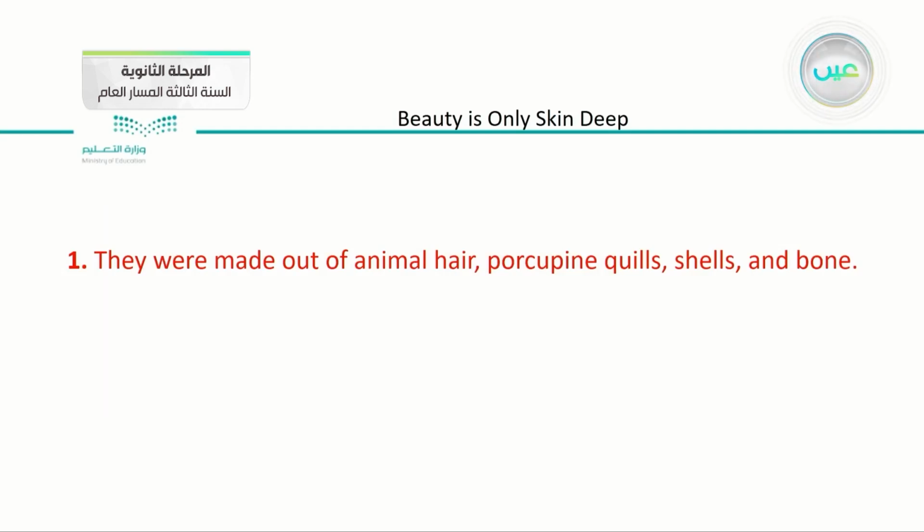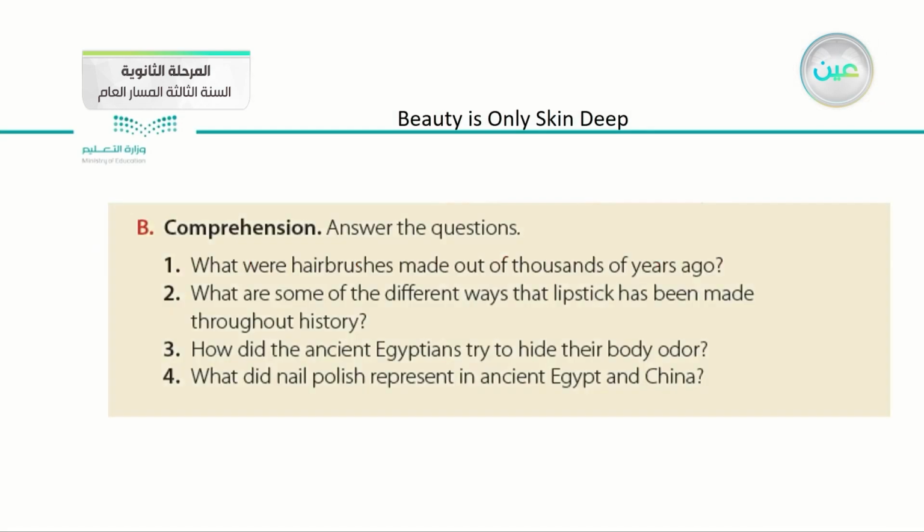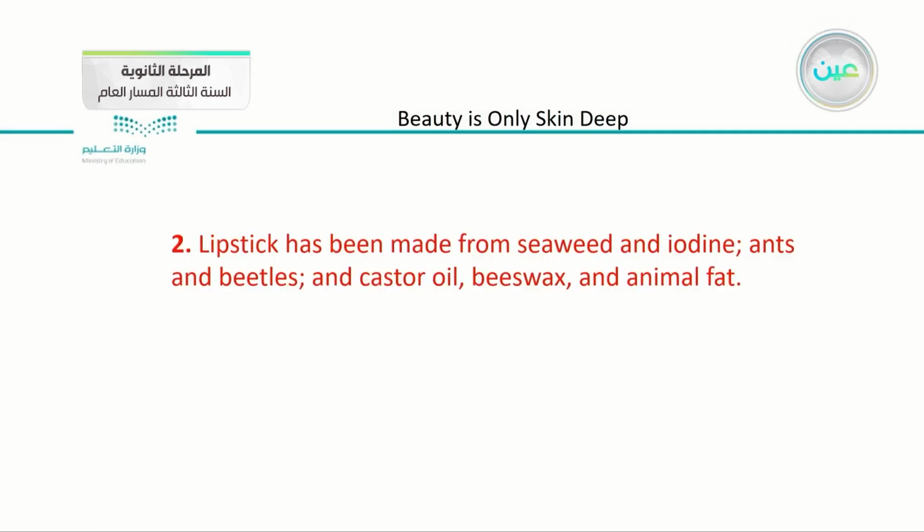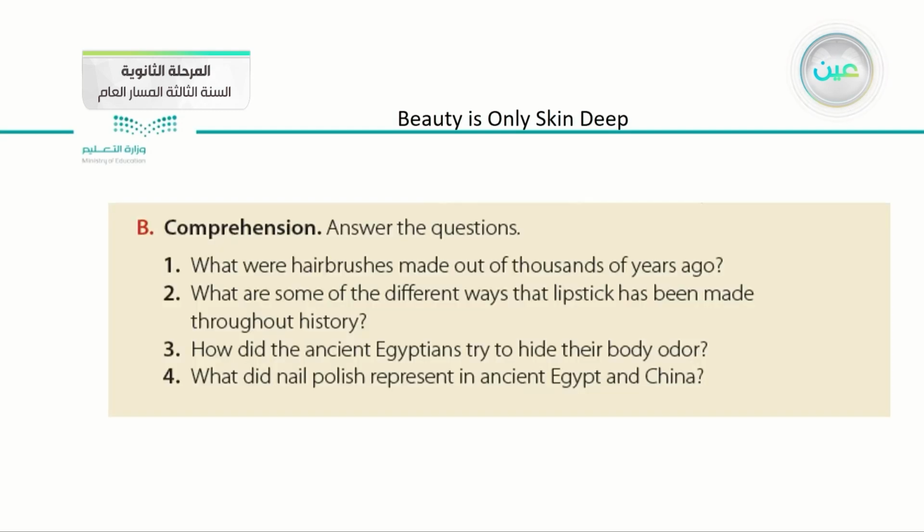Number 1, they were made out of animal hair, porcupine quills, shells, and bone. The second question, what are some of the different ways that lipstick has been made throughout history? Lipstick has been made from seaweed and iodine, ants and beetles, and castor oil, beeswax, and animal fat.